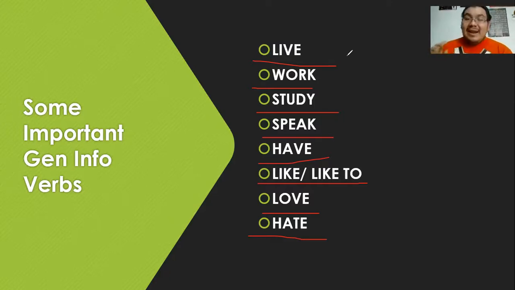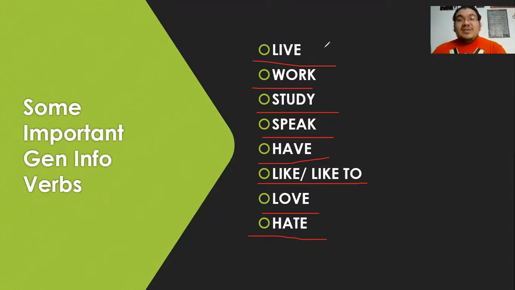Speak means hablar. Have means tener. Like means gustar. Like to means gustar hacer. That's something that you need to know. And love is amar. Hate is odiar, the opposite, of course. Now, let's pay attention to each one of these verbs.